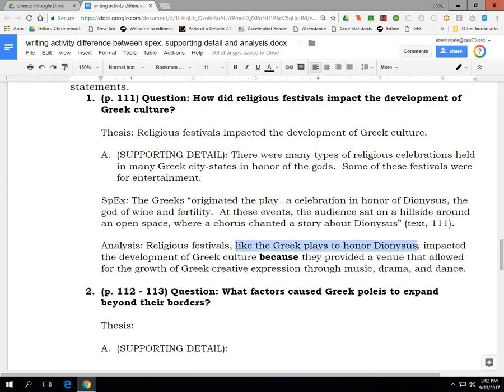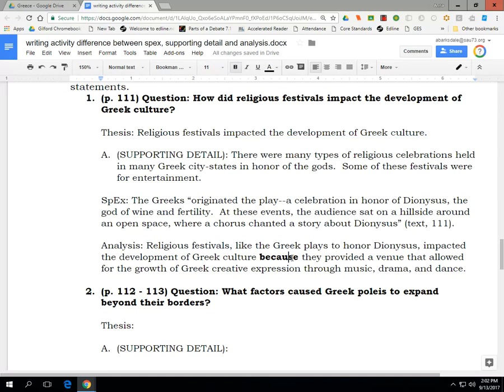I say, like the Greek plays to honor Dionysus. So I recognize the specs that I just talked about. Impacted the development of Greek culture. You'll notice again words from my thesis: impacted the development of Greek culture. You'll see it right here.